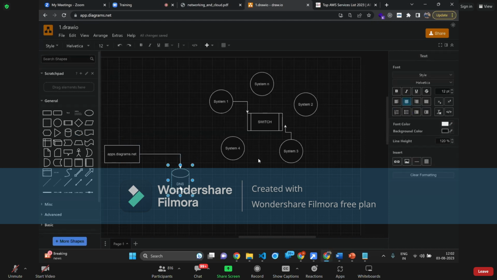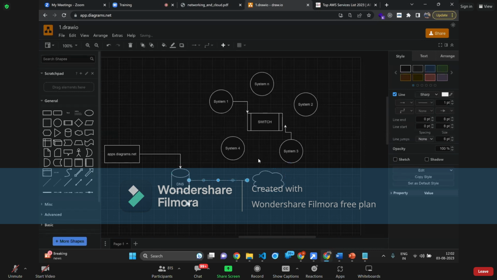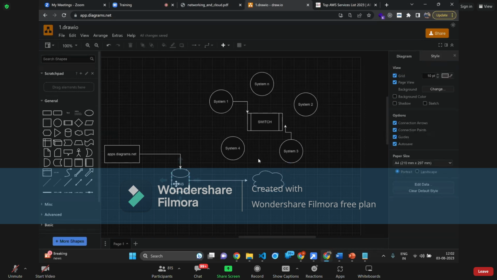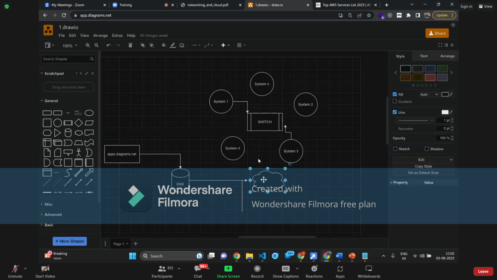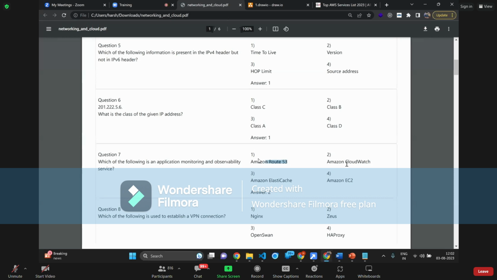In DNS, there is a table which says apps.diagrams.net is mapped to so and so different IP address. And from then they go to that server with that IP address. So this is how it works. The domain name service resolves this particular name to a particular IP address, and that IP address is here. So this is how DNS works. In AWS, this is achieved using Route 53.